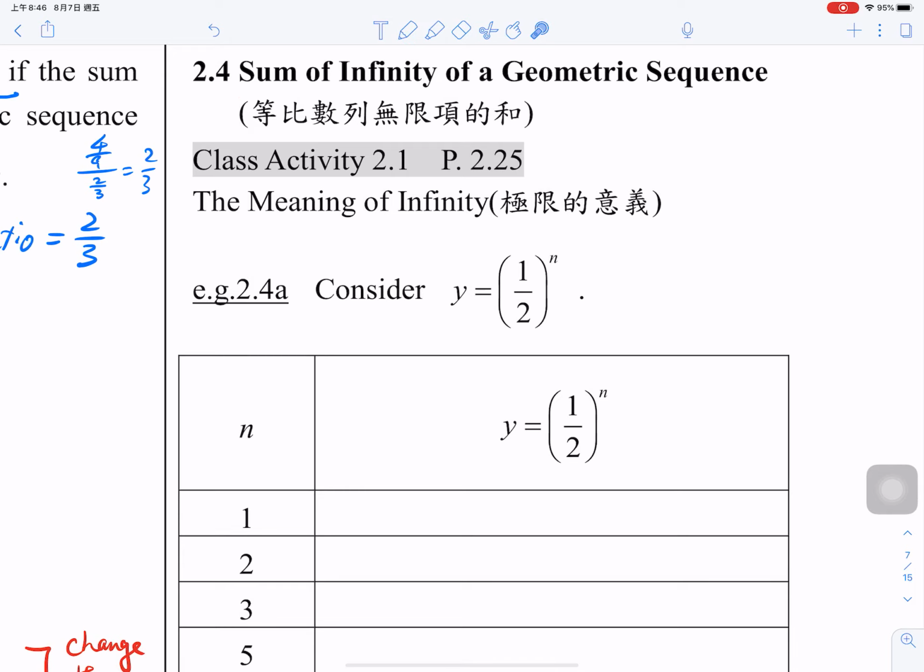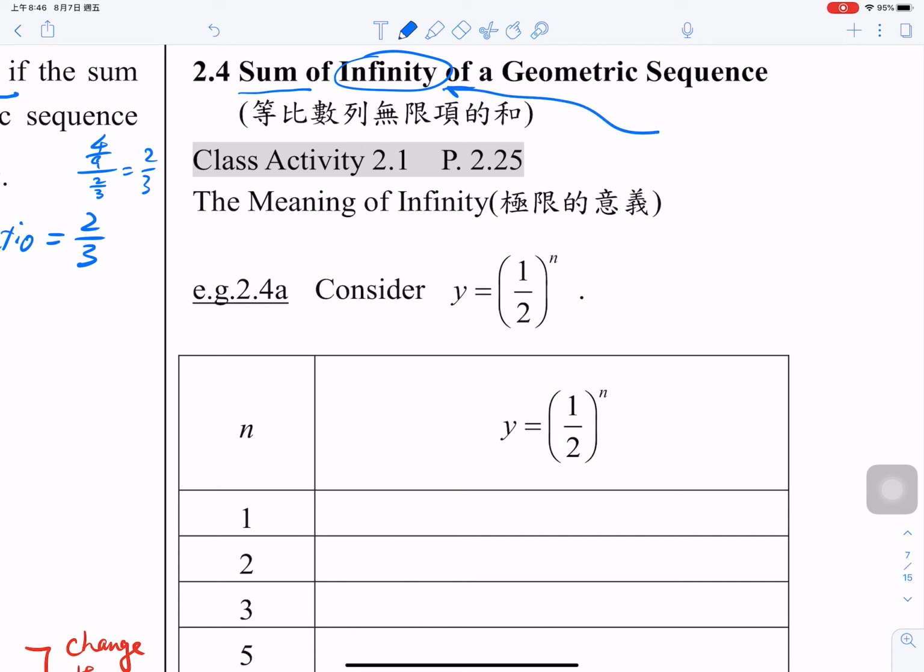Section 2.4: Sum of infinity of a geometric sequence. You found that in a geometric sequence, sometimes we can find the sum of infinity. That means summing up infinite terms. Okay? So what is the meaning of infinity? Let's see. By using 2.4a, let us discuss all together.